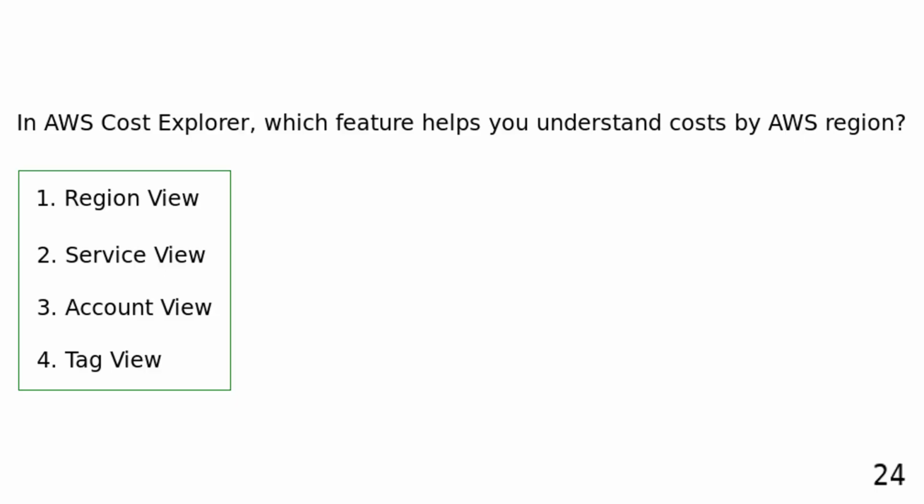In AWS Cost Explorer, which feature helps you understand costs by AWS region? Region view. Service view. Account view. Tag view. The region view in AWS Cost Explorer breaks down your costs by AWS region, helping you understand where your resources are deployed and the associated costs.